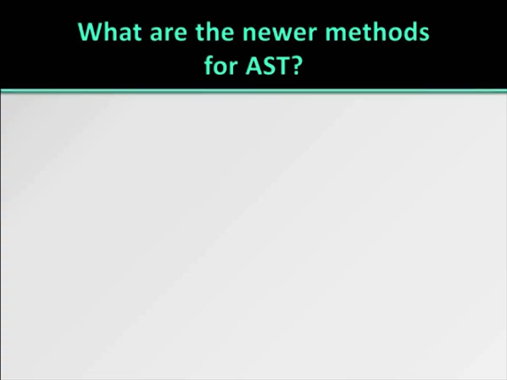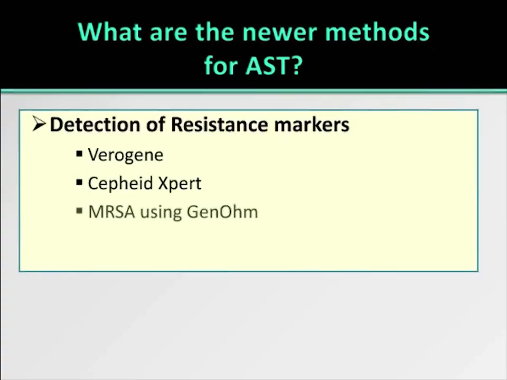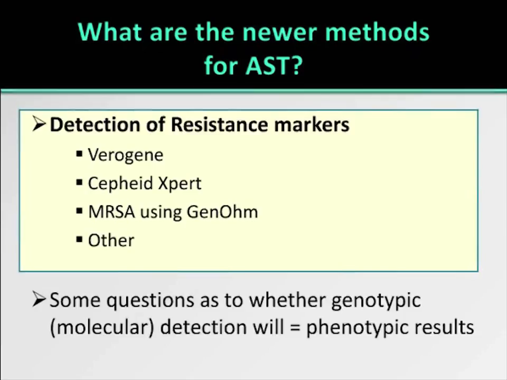Do we have any newer methods for antimicrobial susceptibility testing? Absolutely. We can now use methods in our laboratory to detect resistance markers. I've just mentioned a few here, and I don't mean to slight other companies because there are so many. Verigene, Cepheid Xpert MRSA using genome, other methods of detecting resistant markers, whether that detection be from a colony on a plate or a positive blood culture bottle or even directly in clinical specimens.